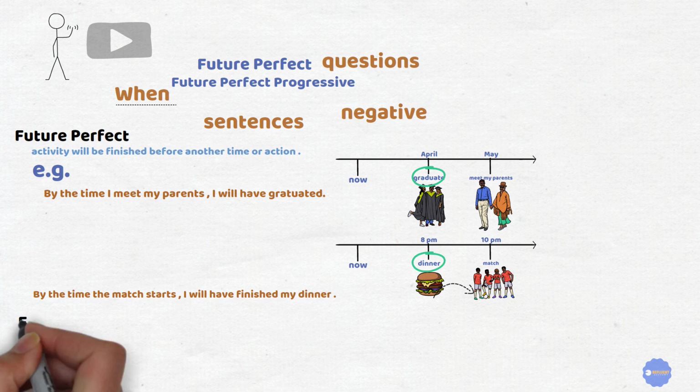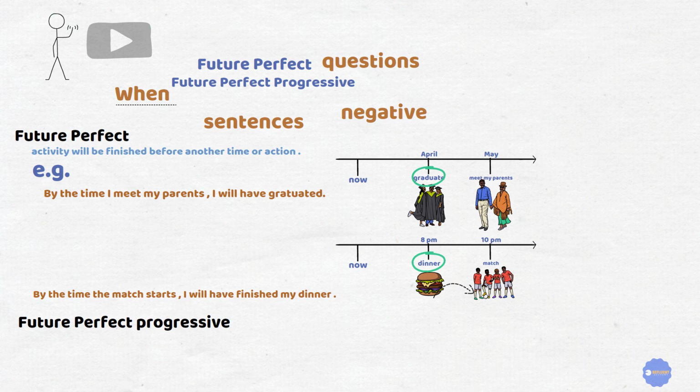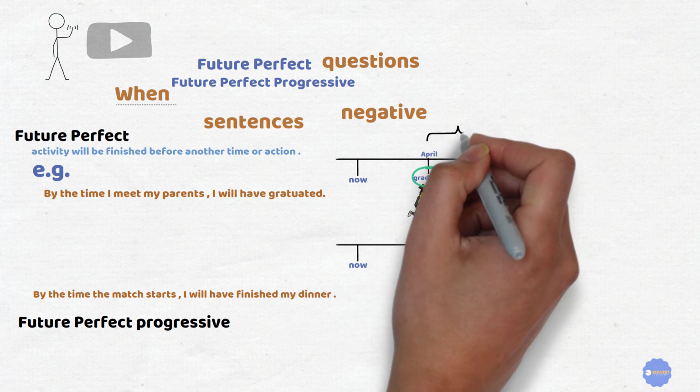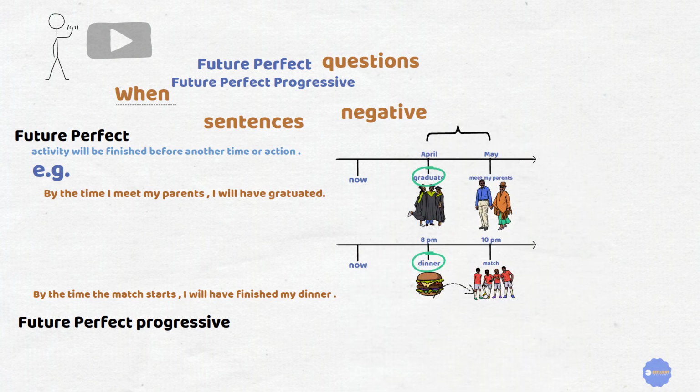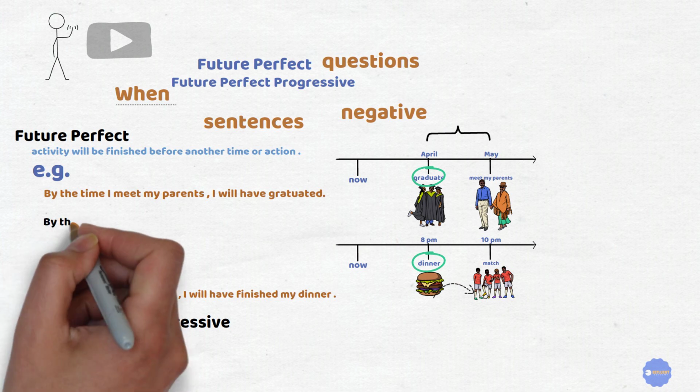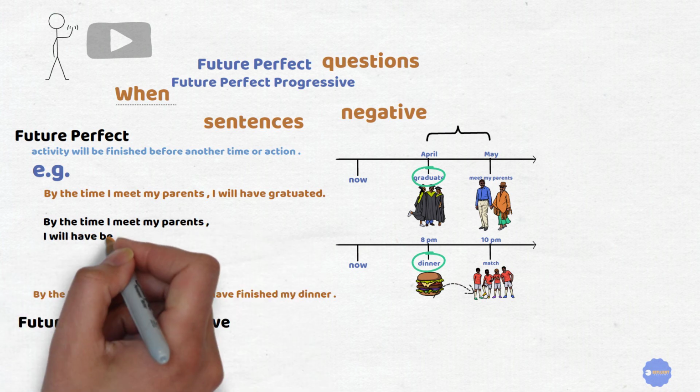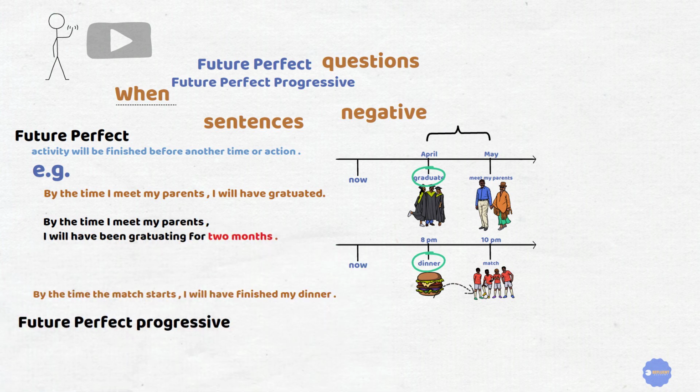But for the future perfect progressive, we use it to emphasize the duration of an action. So for the same example of graduating and meeting my parents, we can use the future perfect progressive like this. By the time I meet my parents, I'll have been graduating for 2 months.